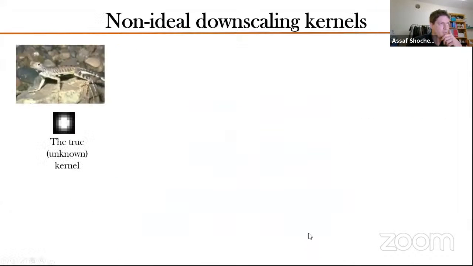And here's some more examples. So this is a synthetic example. We downscale it with some random kernel. This is how it looks. And for those of you interested, this is how the ideal bicubic kernel looks.